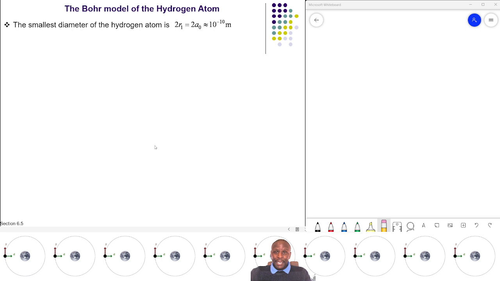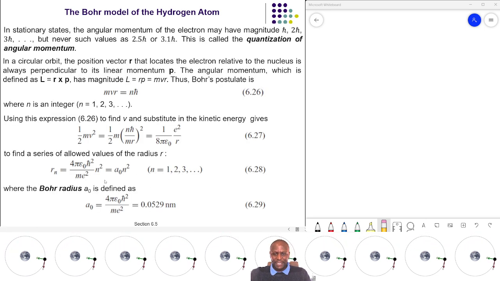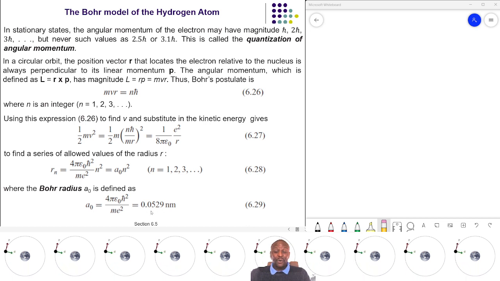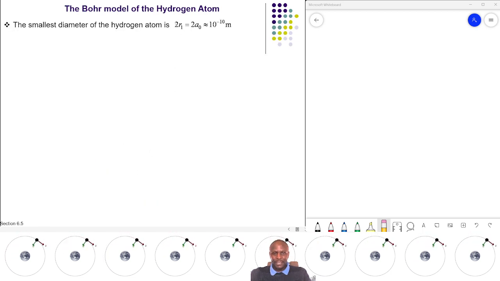Now the smallest diameter, because now we know the radius r. The radius is just given by this. Therefore, for the hydrogen atom, we can determine the diameter. The diameter must be twice the radius. Now the diameter is just given by twice r1.